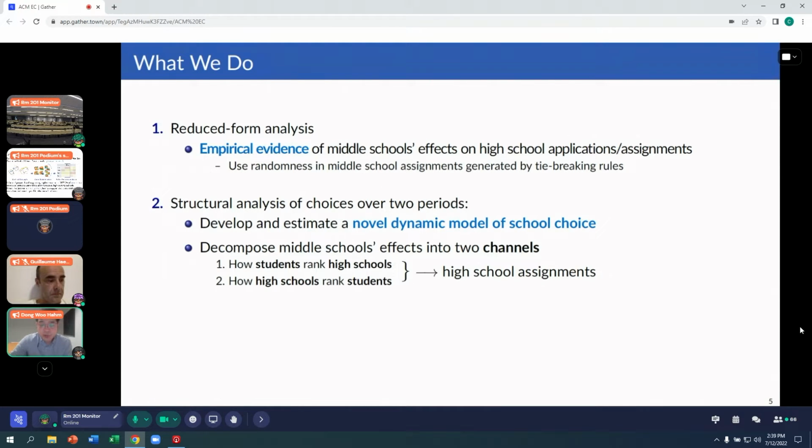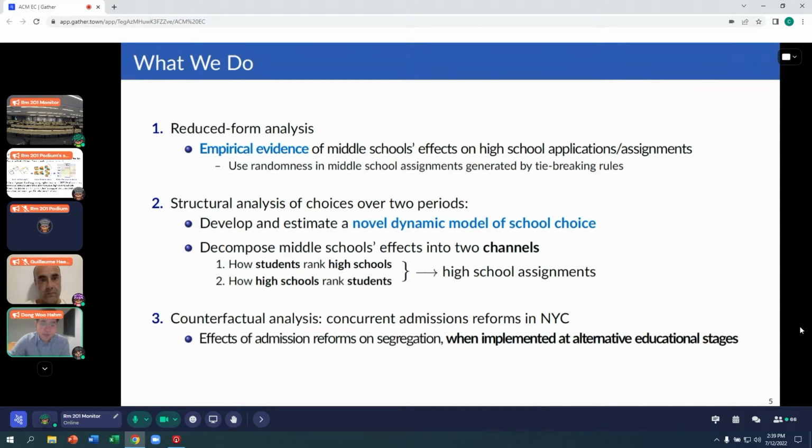And using the model, we also decompose the middle school's effects on the high school assignments into two channels. First, how middle schools can affect how students rank high school applications. And second, how high schools rank students can also change by attending different middle schools.